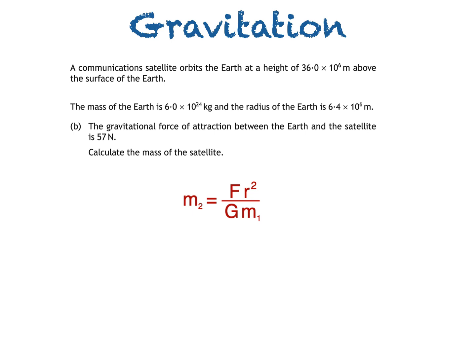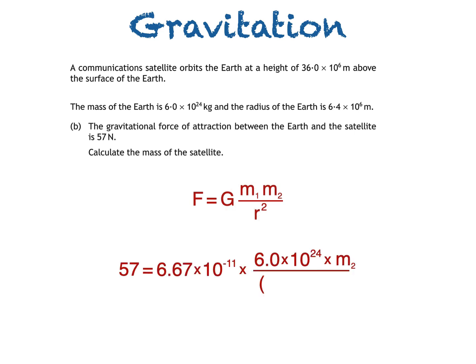To be fair, it's probably easiest just to start with our original equation and substitute our values. That gives us this. 57 equals 6.67 times 10 to the minus 11 times 6.0 times 10 to the power of 24 times M2, all divided by 4.24 times 10 to the power of 7 squared. Even if we make a mistake, we already have 2 out of the 3 marks, which is why it's a good idea to write the equation, then substitute the values before rearranging.